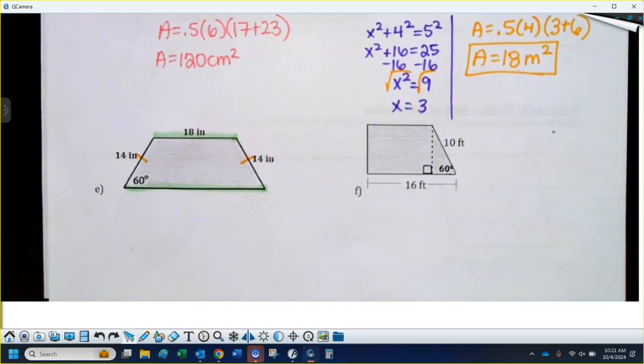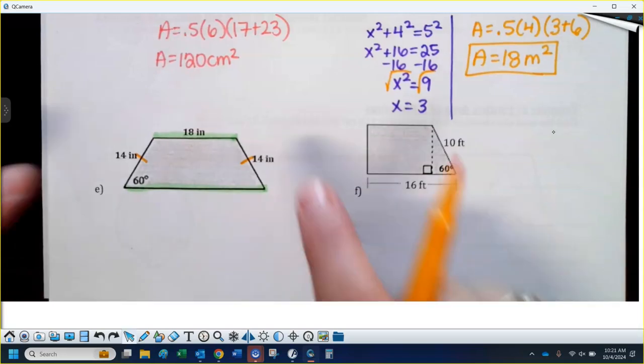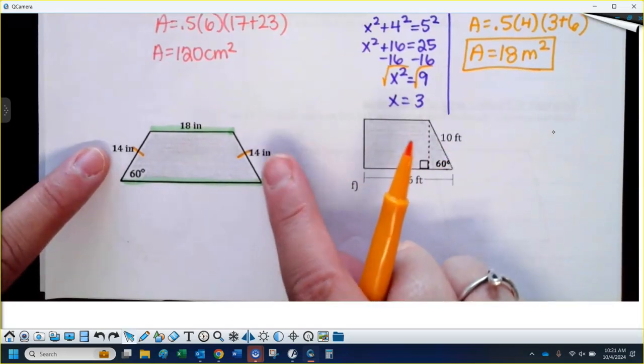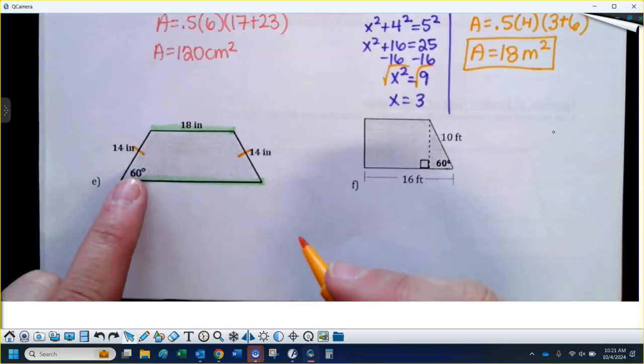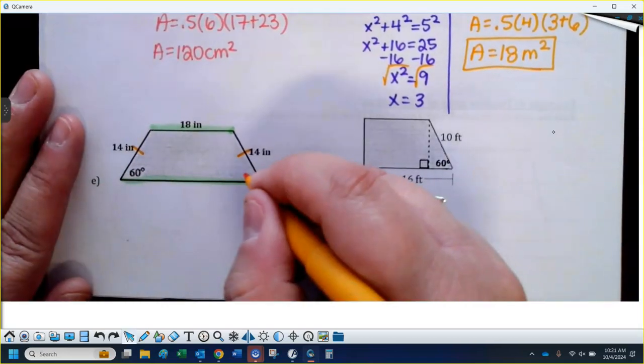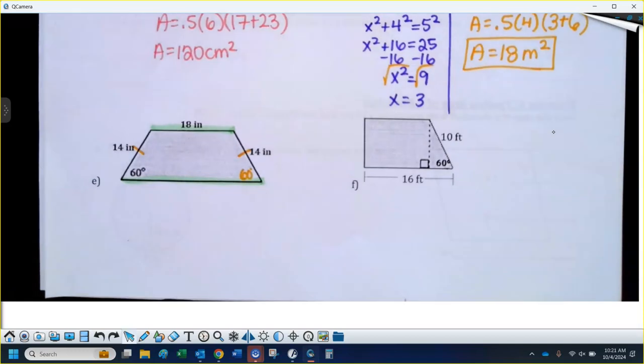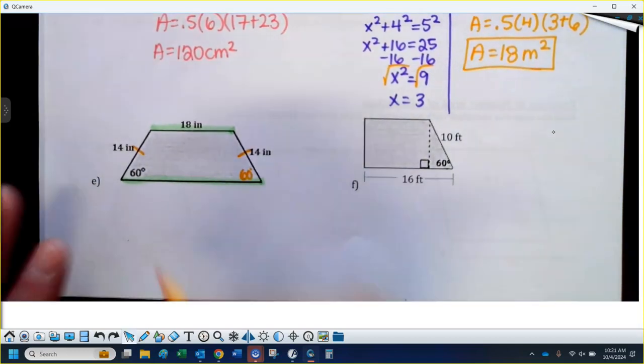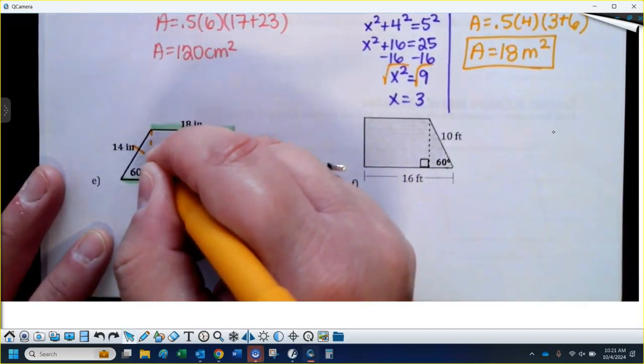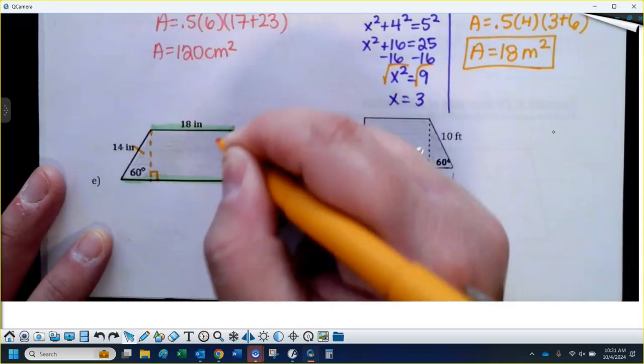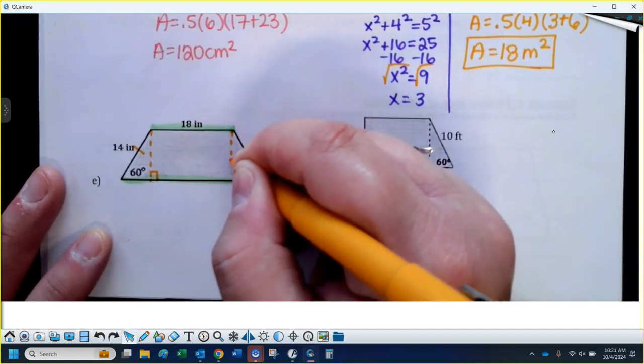Okay, so here's what I'm going to do here. If this is an isosceles trapezoid, which I know it is because of the 2 sides both being 14, if this bottom angle is 60, this bottom angle here is also 60. Okay, I'm going to drop a height just from the vertex to the opposite side at a 90-degree angle.